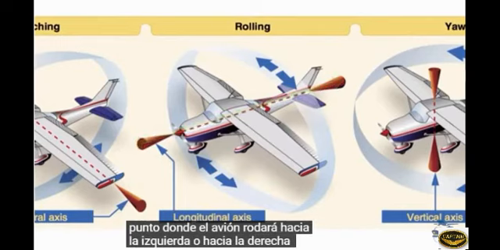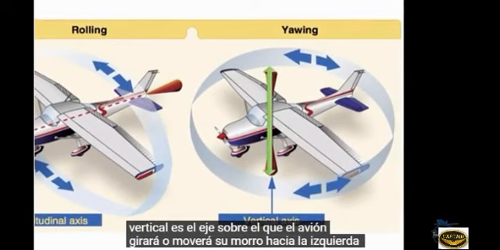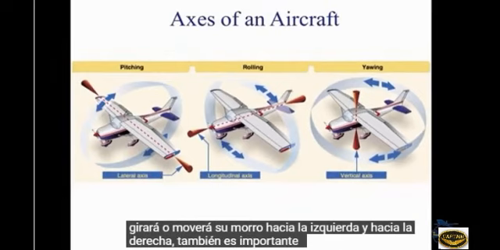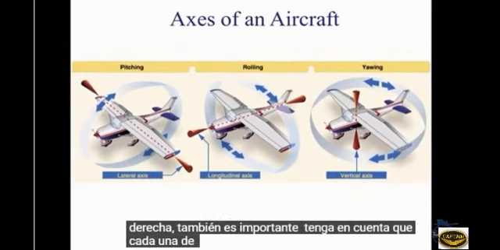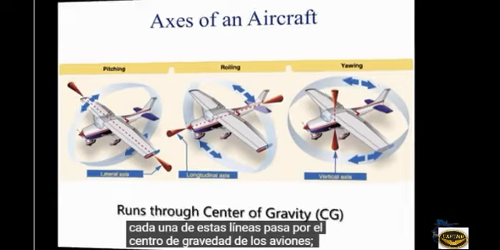the left or right, and the yaw, or vertical axis, is the axis that the plane will yaw on or move its nose left and right. It is also important to note that each of these lines runs through the airplane's center of gravity.